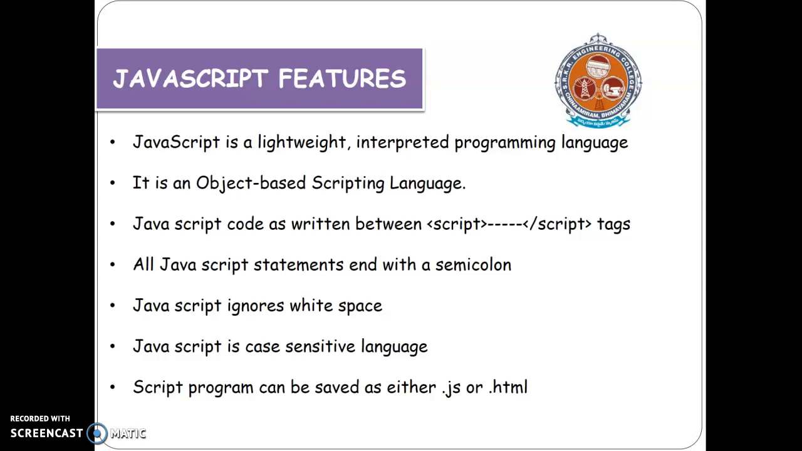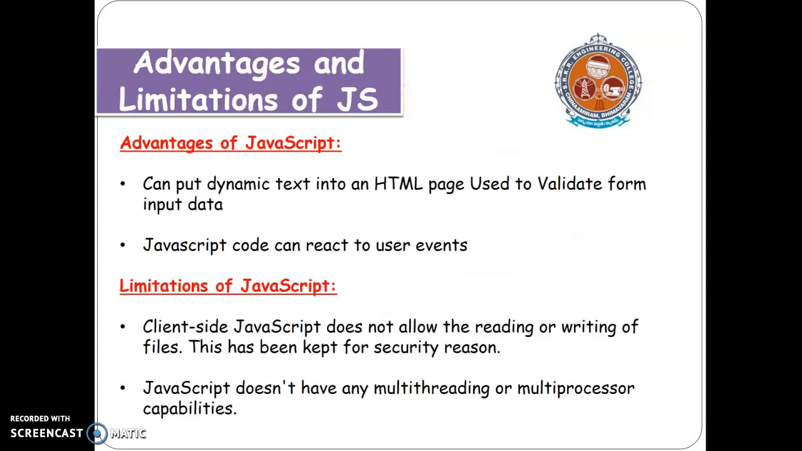JavaScript features. JavaScript is a lightweight, interpreted programming language. It is an object-based scripting language. JavaScript code is written between script and /script tags. All JavaScript statements end with a semicolon. JavaScript ignores white spaces. JavaScript is a case-sensitive language. A script program can be saved as either .js or .html.